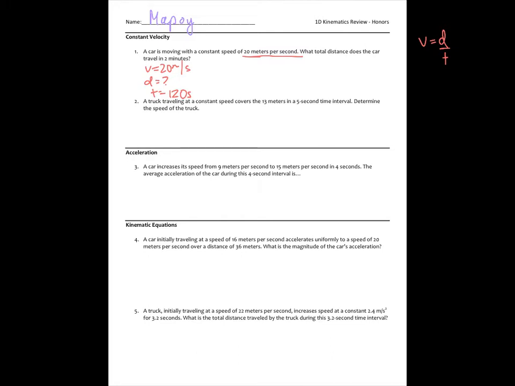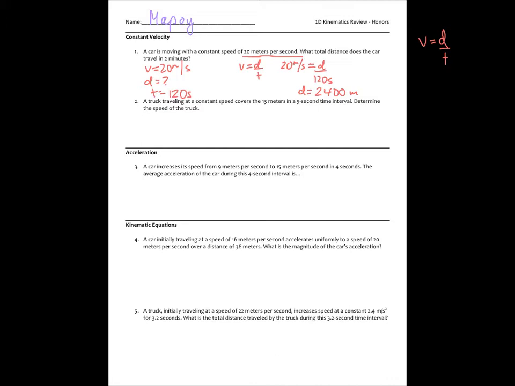So you plug and chug. 120 times 20 will get you 2,400 meters. That's your answer.